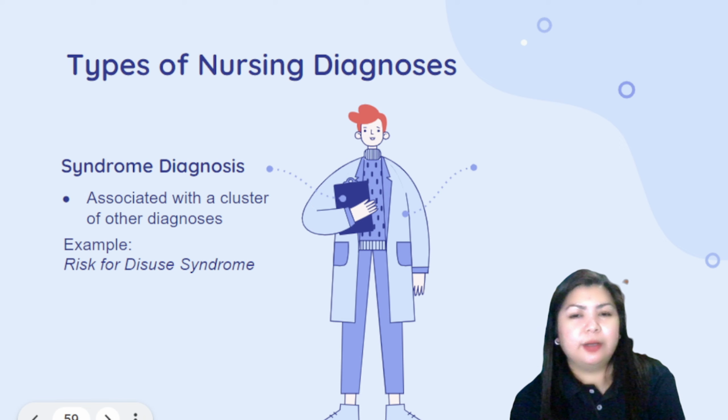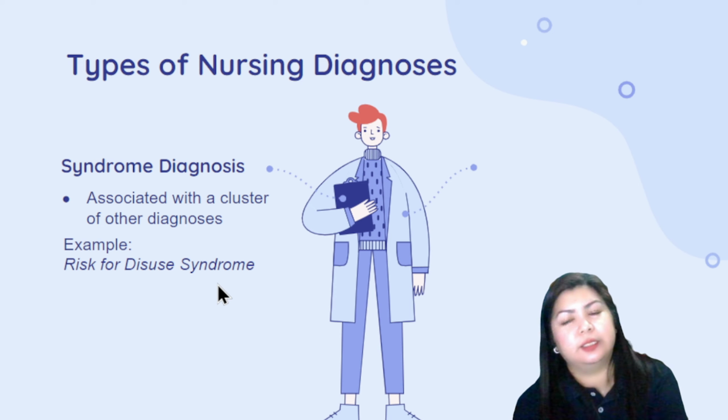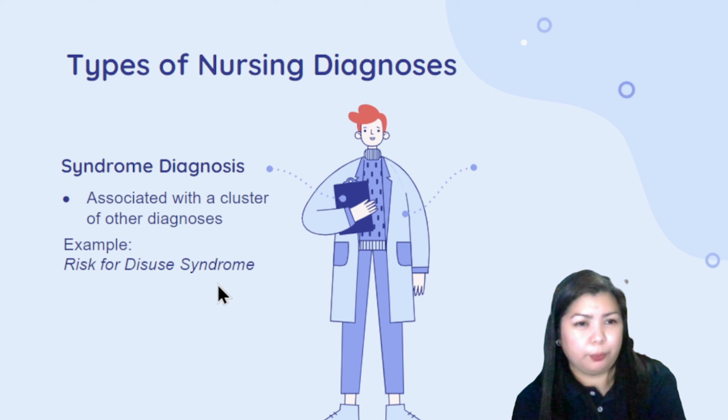And lastly, you have syndrome diagnosis. This is a cluster of other diagnoses, meaning you don't only have one nursing diagnosis but a composite of nursing diagnoses. Example, you have risk for disuse syndrome. So these are your types of nursing diagnosis.